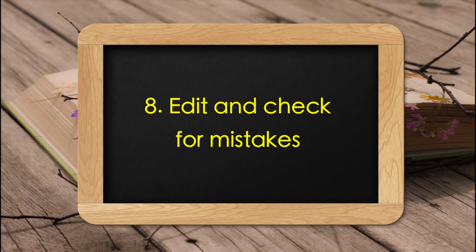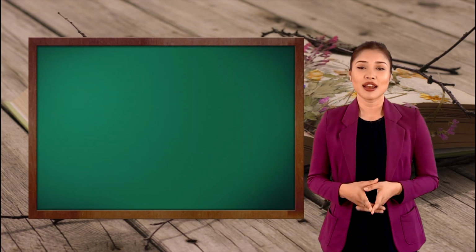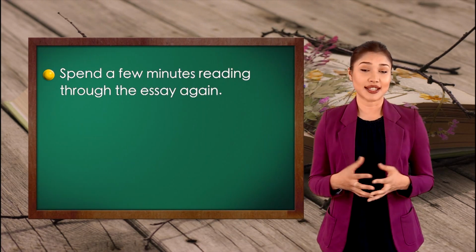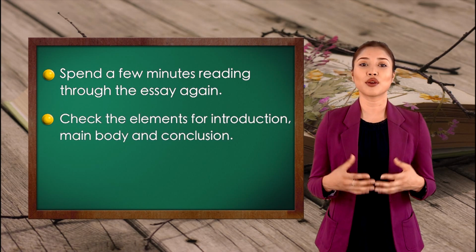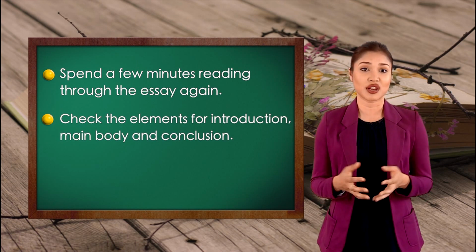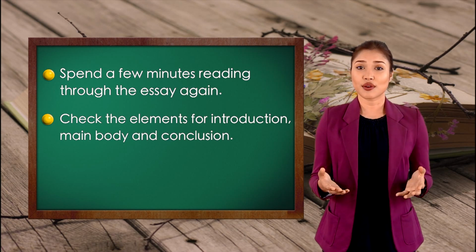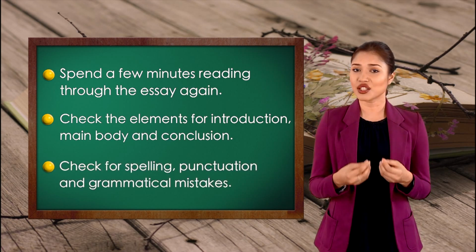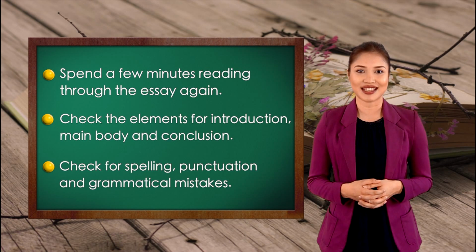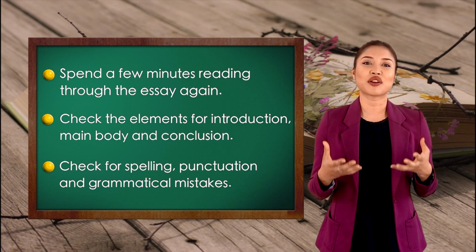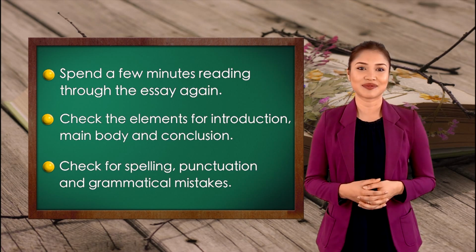Edit and check for mistakes. After writing the whole essay, spend a few minutes reading through the essay again. Check whether you have included all the elements for introduction, main body, and conclusion. Also, you have to check for spelling, punctuation, and grammatical mistakes. And this is how you write an argumentative essay.